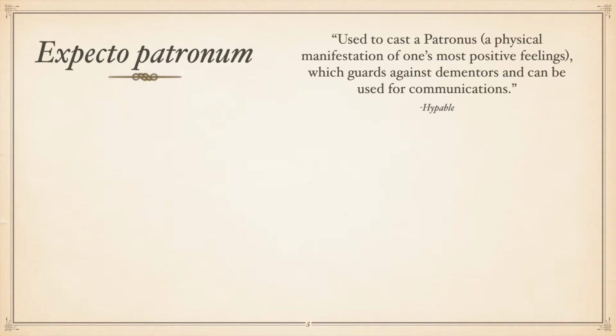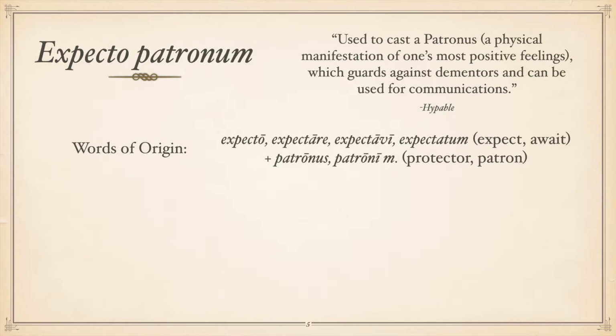Next is Expecto Patronum. That comes from expecto, expectare. First conjugation, normal verb, and it's a combination of that first principal part plus the genitive of patronus, patroni, which is a protector or a patron. So it literally translates to I expect or I await a protector.